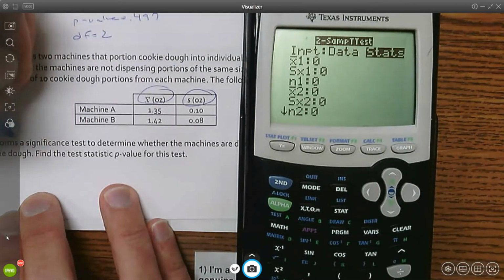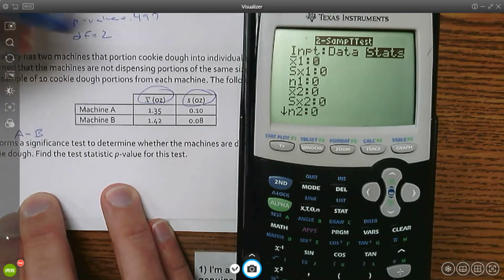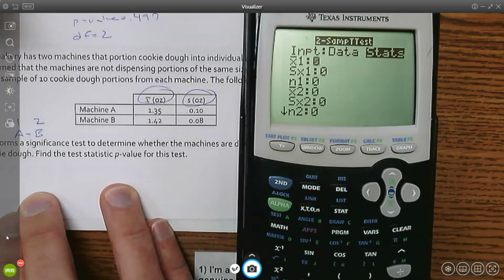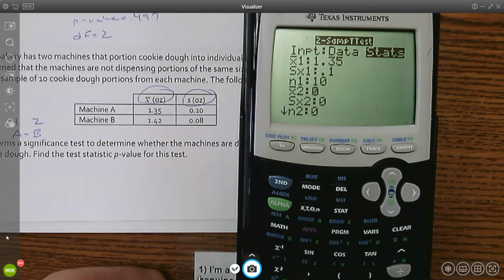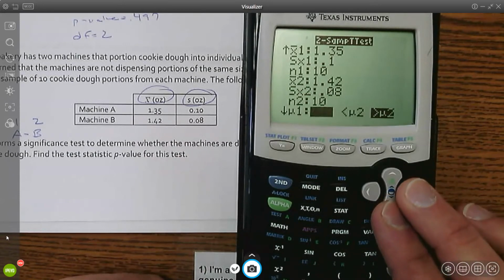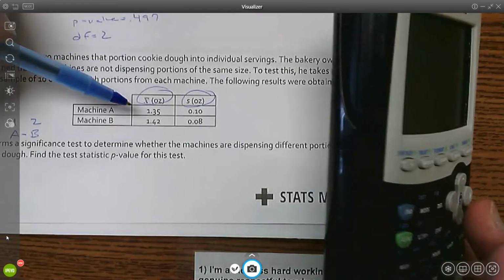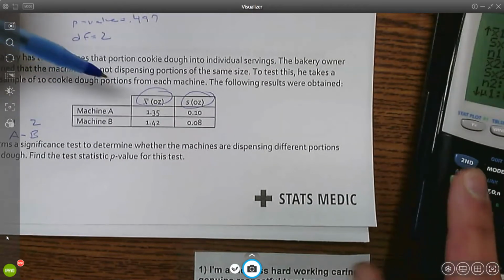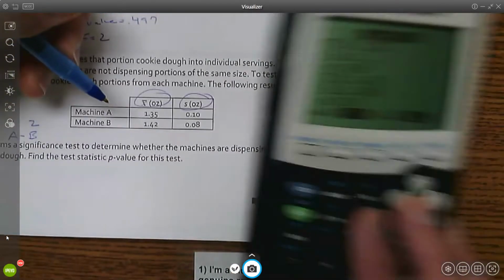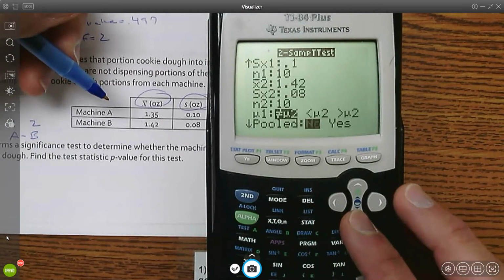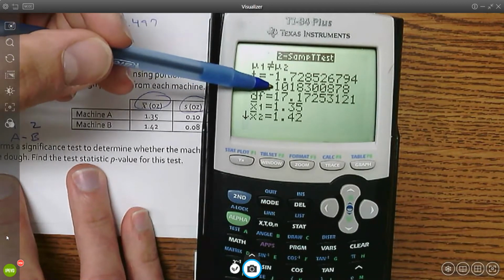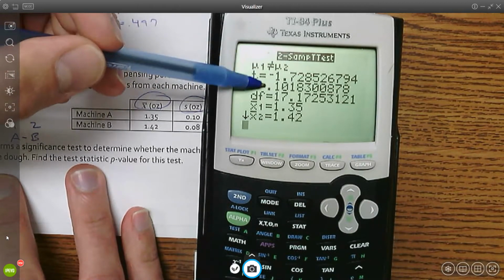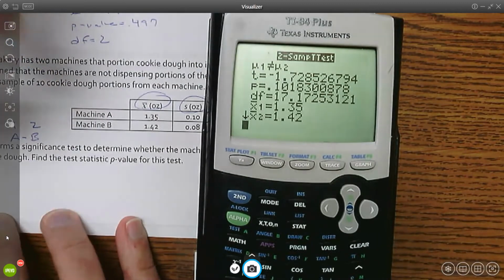So if I'm going to do machine A minus B, then I need to make sure that A is group 1 and B is group 2 in the calculator. So put in my mean and standard deviation and sample size for group 1. Same thing for group 2. And the alternative, different portions, not proportions. So that would be not equal to. Never pooling, calculate. You don't have to worry about taking the area and multiplying it by 2. When you choose not equal in the calculator, it already doubles the area to get that correct p-value.